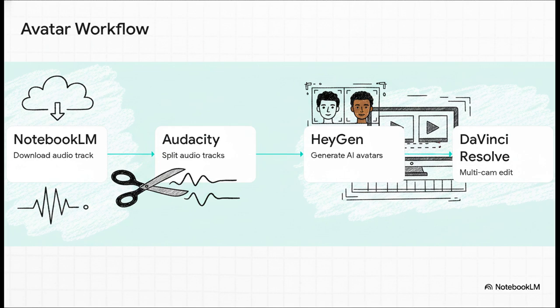Step 3. Upload those individual tracks into HeyGen to generate lifelike avatars, making sure to pull different camera angles for each. And Step 4. Drop those separate video clips into DaVinci Resolve and use its multicam edit feature to seamlessly switch between the speakers just like a real studio broadcast.